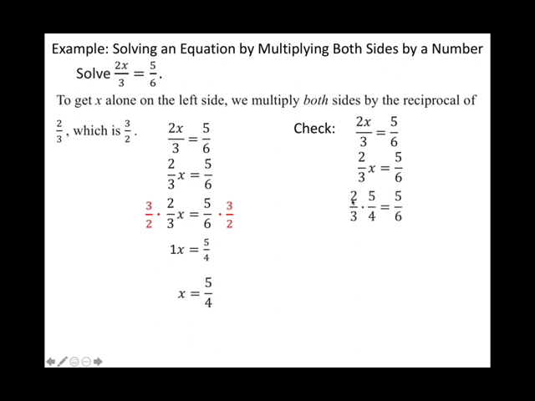Okay, simplify it. 2 and 4, you could simplify. This is going to be 2, right? So 5 over 6 equal to 5 over 6. So I got the true statement. So I know the solution will be x equal to 5 over 4.